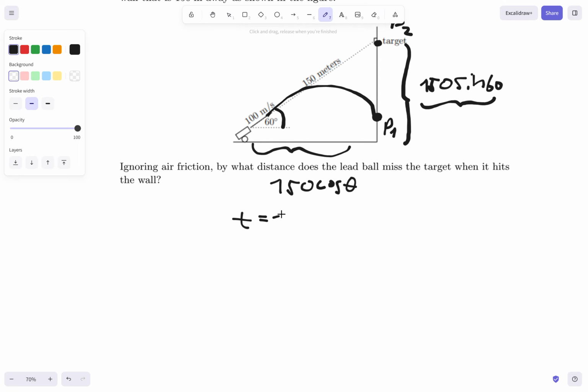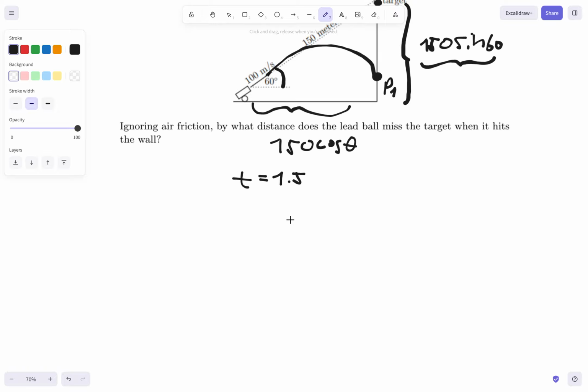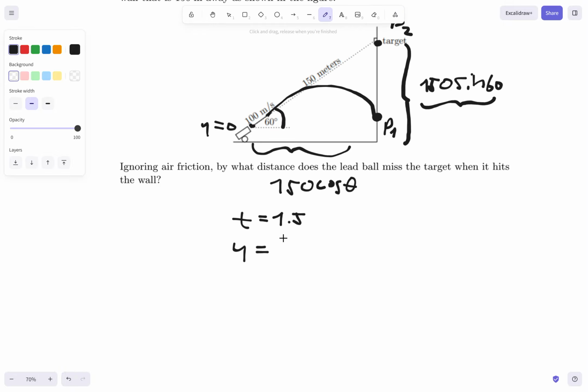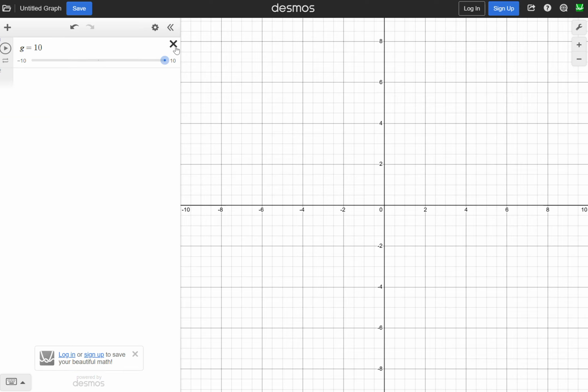Now, obviously, from what we did before, t equals 1.5, do y, and there's no initial, so we say this is y equals 0. So what is that? v0t, 100 sine 60 times 1.5, minus 5 times 1.5 squared. And we're going to plug that into our calculator real quick.